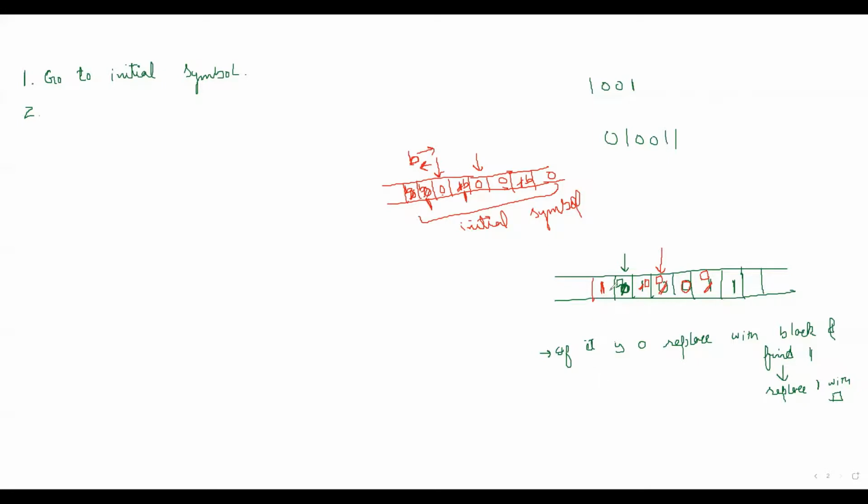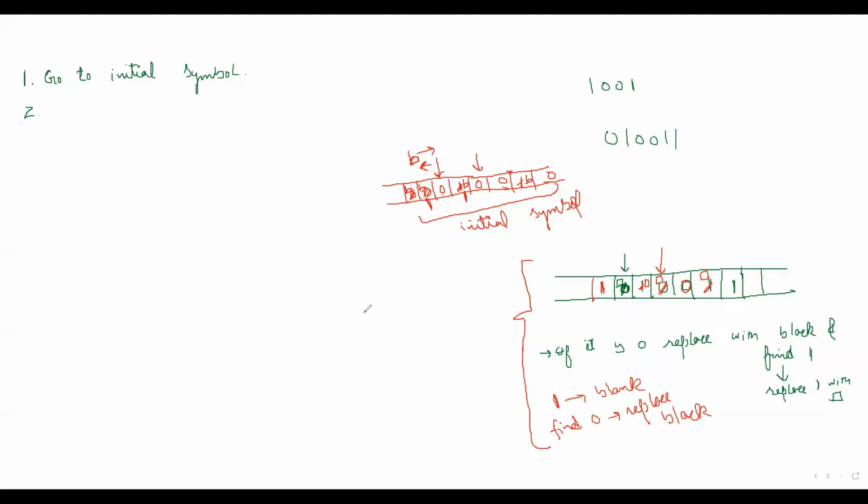There is no possibility to find the initial symbol if we are using this approach. Which approach? Whenever we find the initial symbol, replace it with blank. For example, if the initial symbol was 1, replace it with blank and then find 0 and replace it with blank. Then again go to the initial symbol. But the problem with this approach is that since we are replacing with blanks, there may be some blanks in between the strings, and because of those in-between blanks, we won't be able to find the initial symbol in the string.